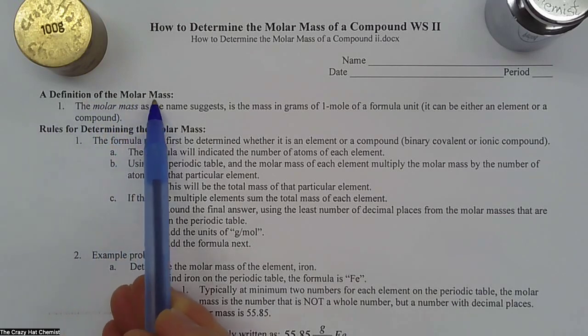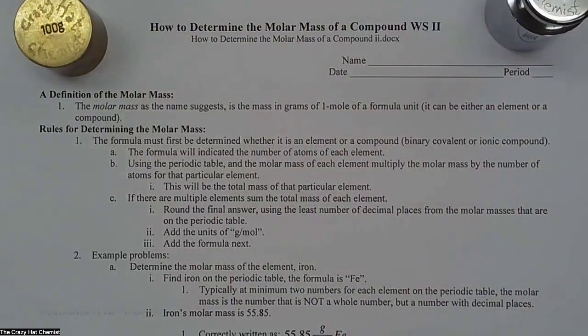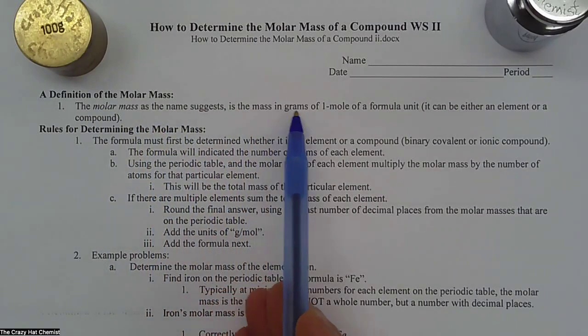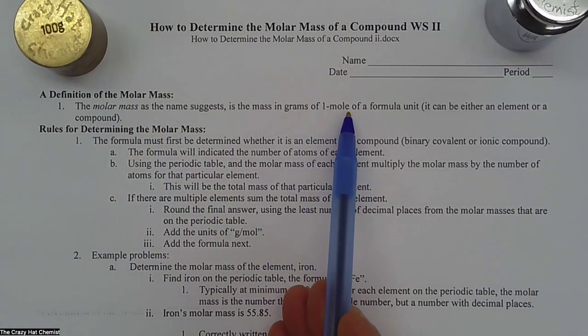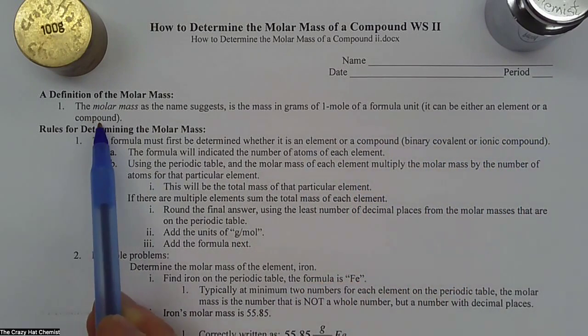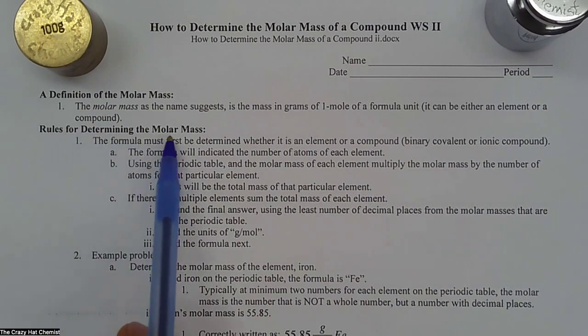A definition of the molar mass. The molar mass, as the name suggests, is the mass in grams of 1 mole of a formula unit. It can be either an element or a compound. Rules for determining the molar mass.